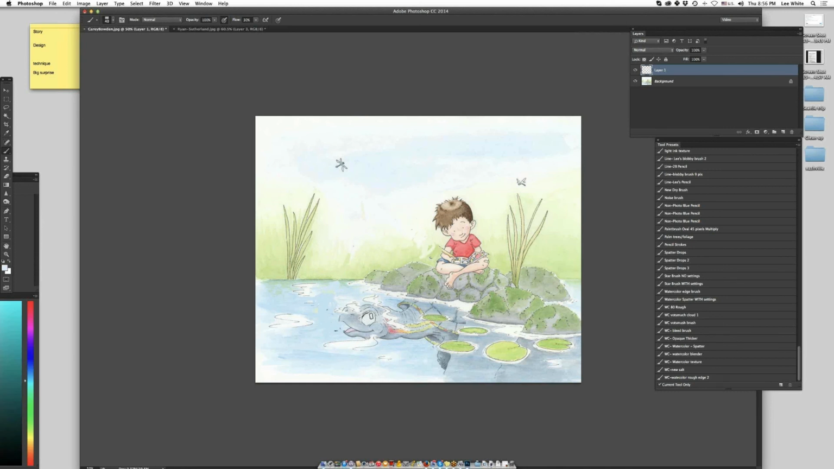And then Jake had a great idea earlier: setting up the relationship between the two, and having the turtle kind of acknowledge the boy that he's sat on him. It's a really nice little moment here.